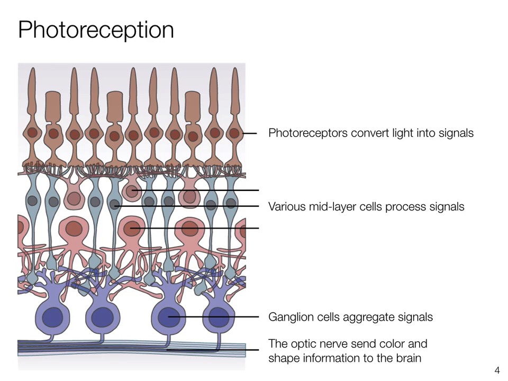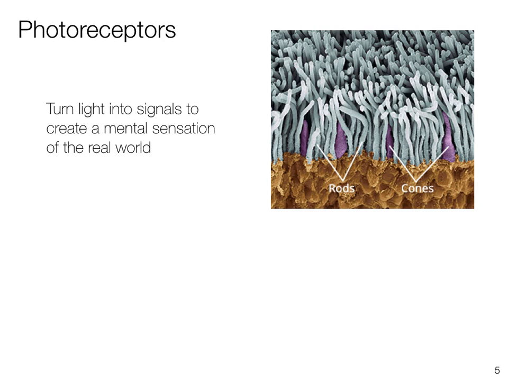And then this different information is aggregated and sent to the brain via the optic nerve. Now, at the very top here, we see the different photoreceptors. The photoreceptors are the first level of photoreception and of that process. And they basically turn light into signal, so that we will end up with a mental sensation of the world.